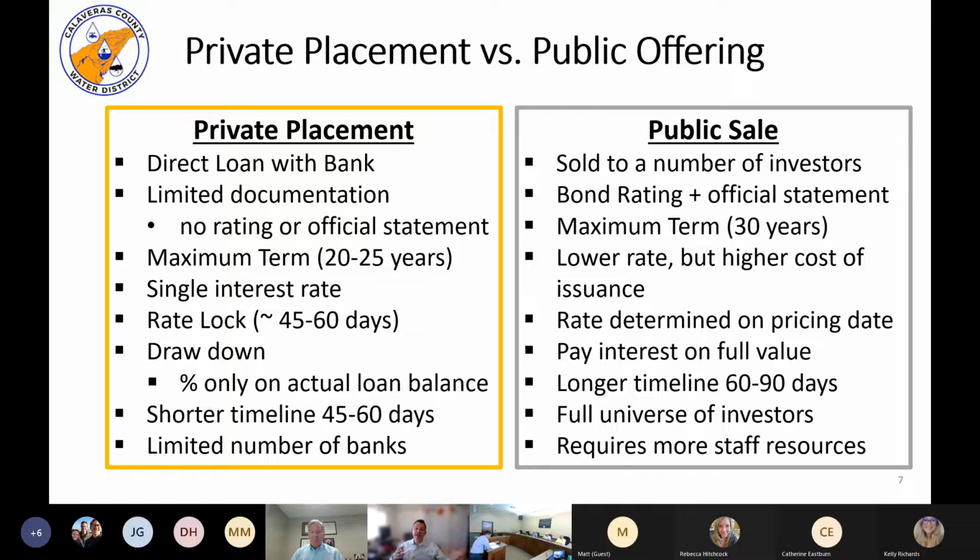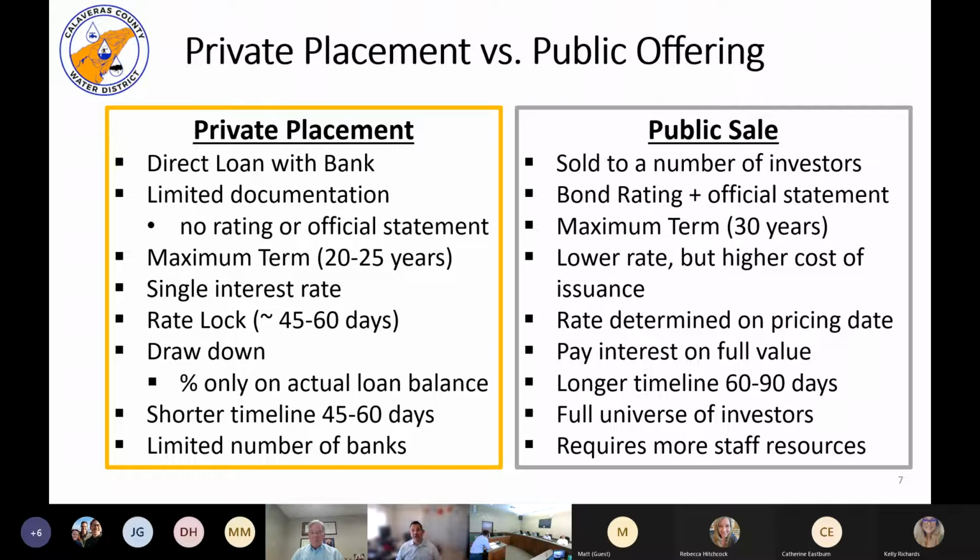There are some advantages and disadvantages of this. On the private placement side, the primary advantages are that you don't have to get a bond rating. You're not required to do an official statement, which is a large offering document where you have to make all these regulatory disclosures and talk about the financial state of the district. The maximum term is 25 years, so it's not quite as long. You have a single interest rate because you have one loan. There are two primary advantages. One, you have a rate lock.